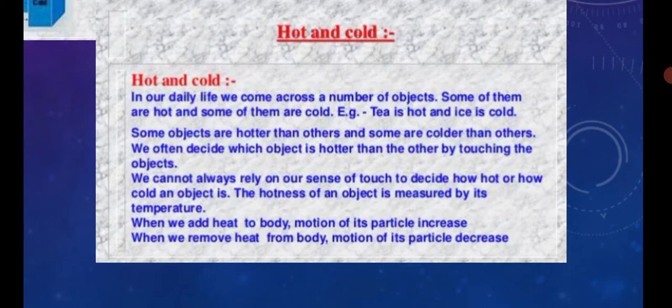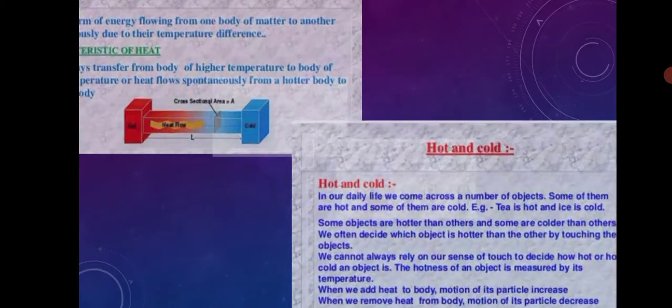The hotness of an object is measured by its temperature. When we add heat to a body, the motion of its particles increases. When we remove heat from a body, the motion of its particles decreases.